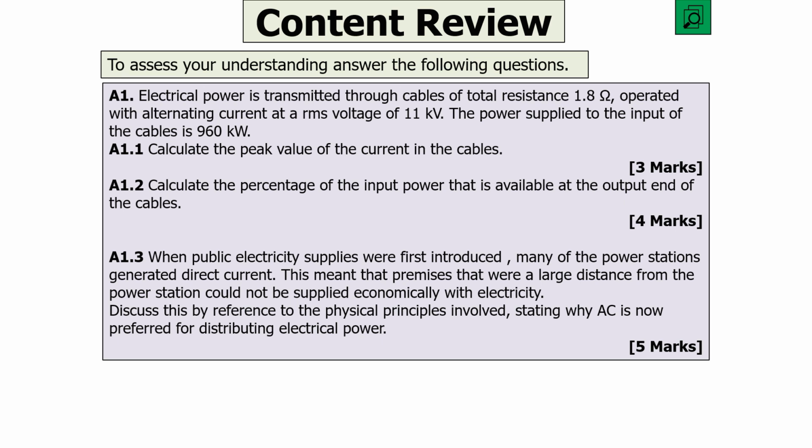at the output end of the cables, and when public electricity supplies were first introduced, many of the power stations generated direct current. This meant that the premises that were a large distance from the power station could not be supplied economically with electricity. Discuss this by reference to the physical principles involved, stating why AC is now preferred for distributing electrical power. So pause the video now, then unpause the video when you want to go through your answer.